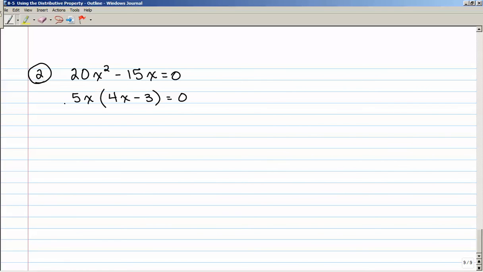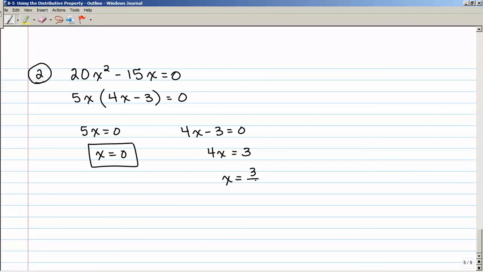Now I have the quantity 5x times the quantity 4x minus 3, and that equals 0. So that means 5x equals 0, and possibly 4x minus 3 equals 0. Dividing both sides by 5, I get x equals 0 as one of my solutions. So adding 3 to both sides, and then dividing by 4, I get x equals 3/4. So again, I have two solutions, either x equals 0 or x equals 3/4. So this is how you can use the distributive property to factor polynomials, and then use the zero product property to solve.